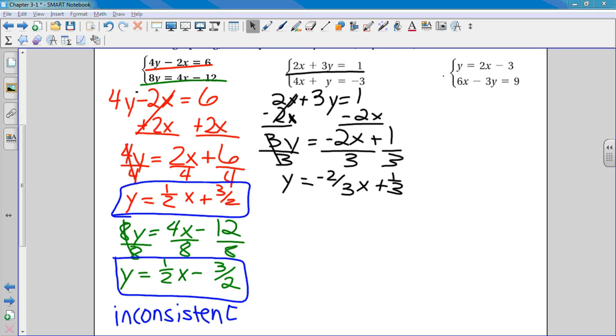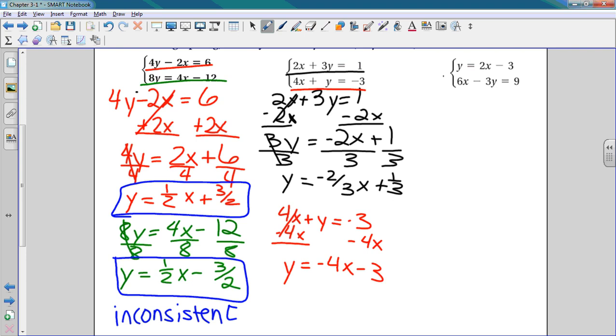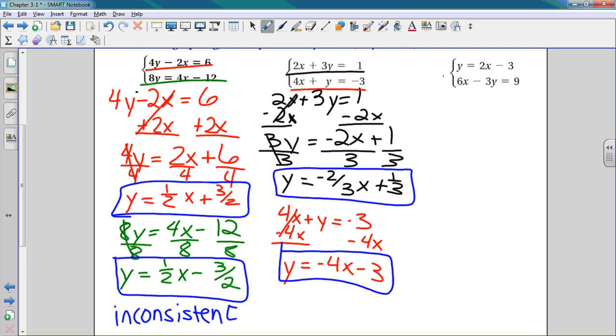All right, let's go to the next equation. 4x plus y equals negative 3. Subtract 4x. I'm left with y equals negative 4x minus 3. Well, now it's already solved for y. I don't have to divide by anything. There are my two equations. y equals mx plus b, y equals mx plus b.